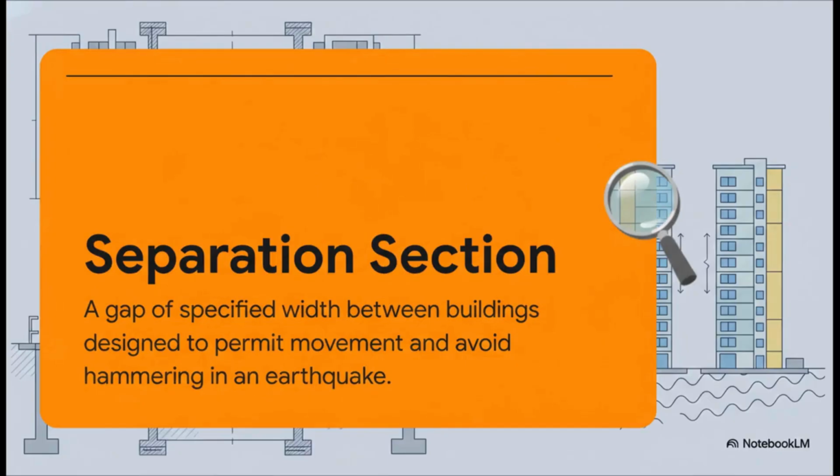The first rule of seismic safety, especially in dense cities, is actually pretty simple. Give your building some personal space. During an earthquake, every structure sways at its own unique rhythm, and if they're too close, they're going to crash into each other, a really destructive phenomenon that we call hammering. The separation section is that engineered gap, designed specifically to prevent this from happening.